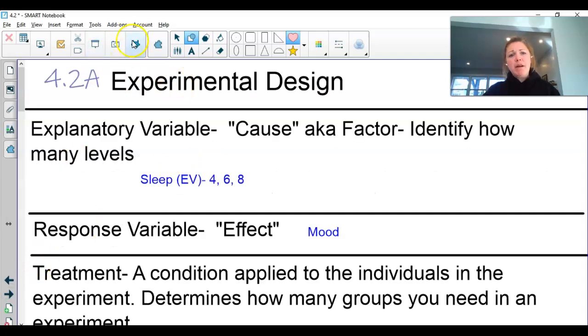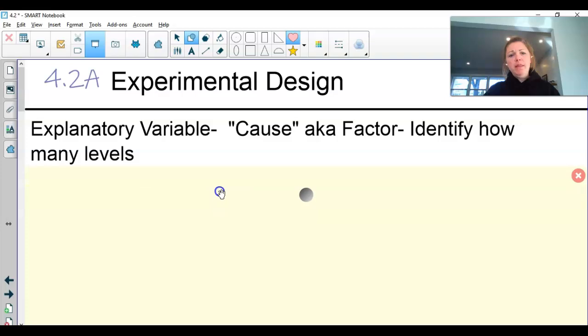When we're talking about an experimental design, one thing with the explanatory variable is that in an experiment it's a way that we can establish cause and effect. Another word for explanatory variable is factor, so we talk a lot about factors. It's the cause. One thing you need to be able to identify in an experiment is, with the explanatory variable, how many levels there are.